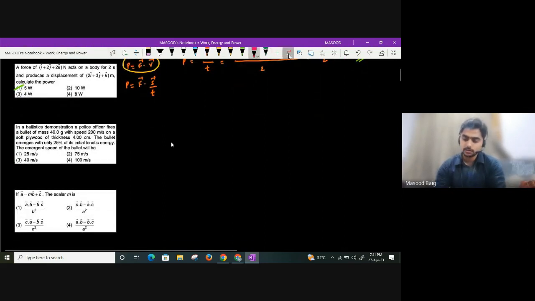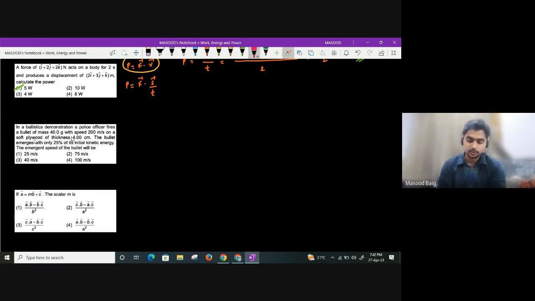Question, let us see. In a ballistic demonstration, a police officer fires a bullet of mass 40 gram with speed 200 meter per second on a soft plywood of thickness 4 centimeters. The bullet emerges with only 25% of its kinetic energy. The emergent speed of the bullet is how much, they are asking. So very simple logic again.